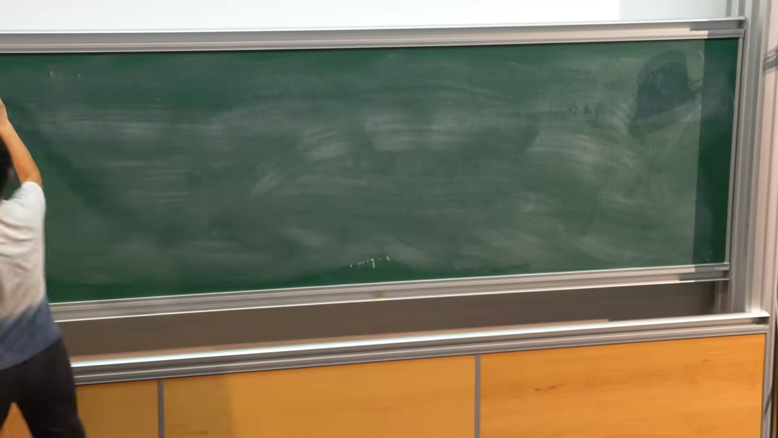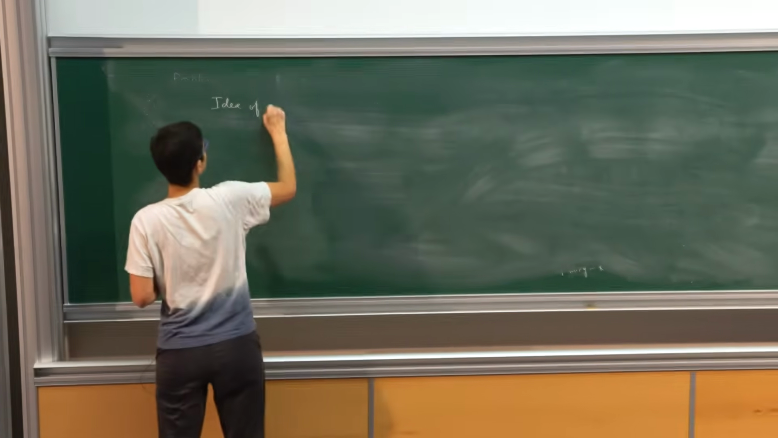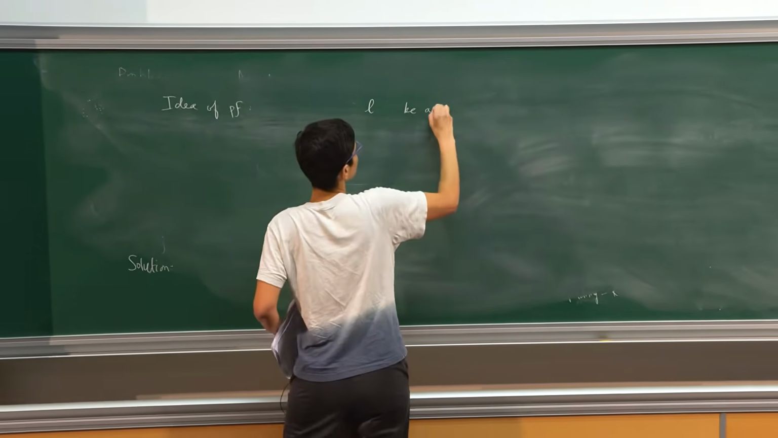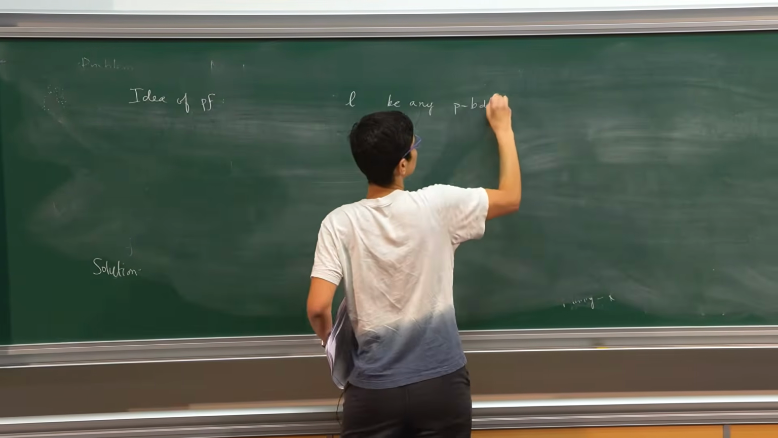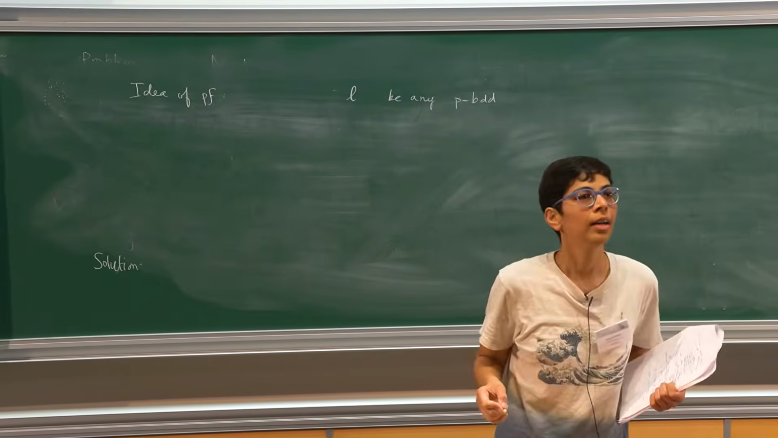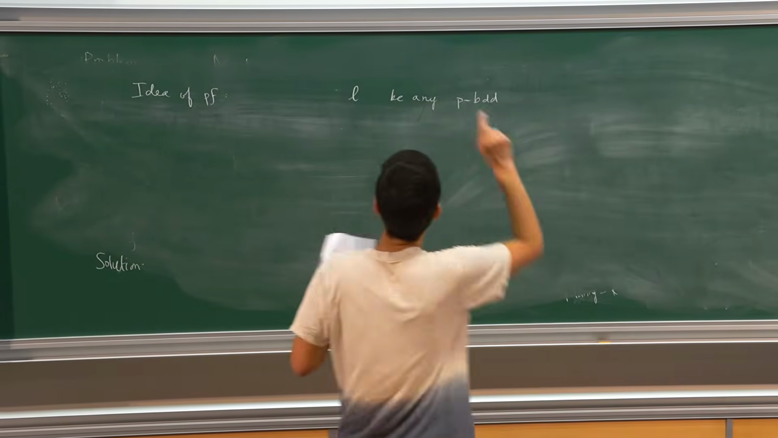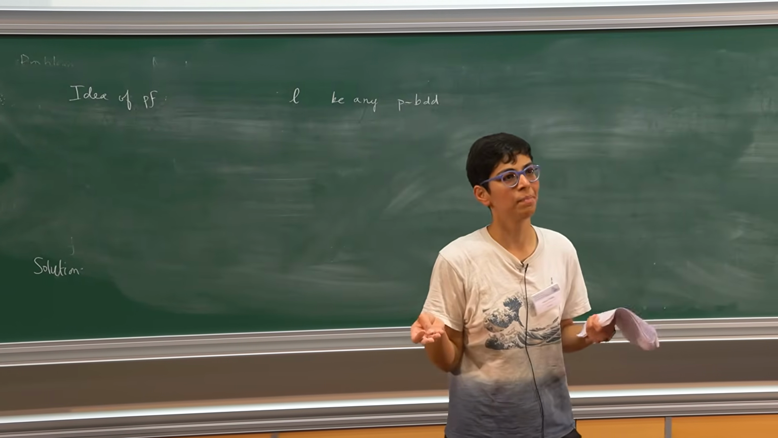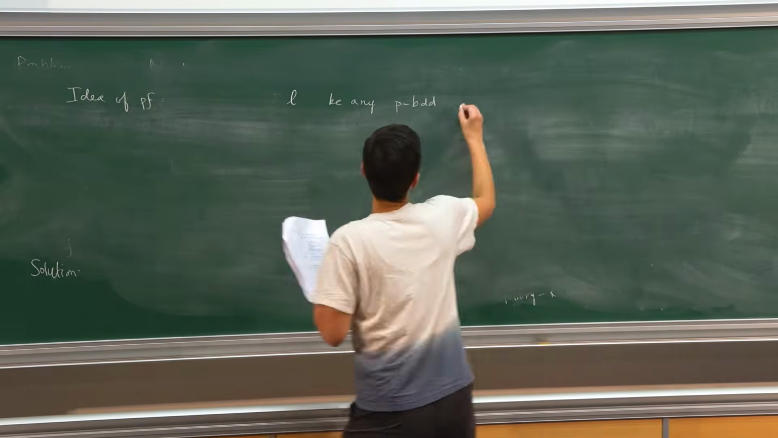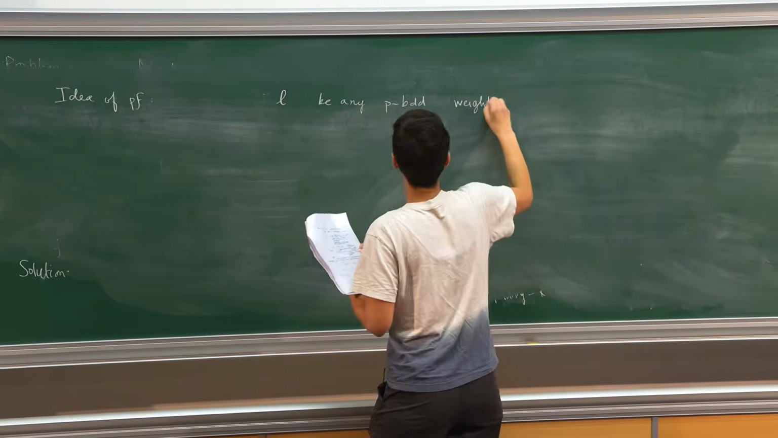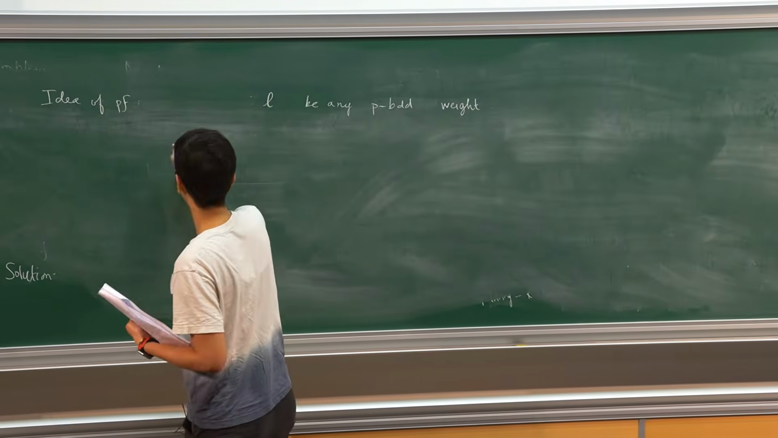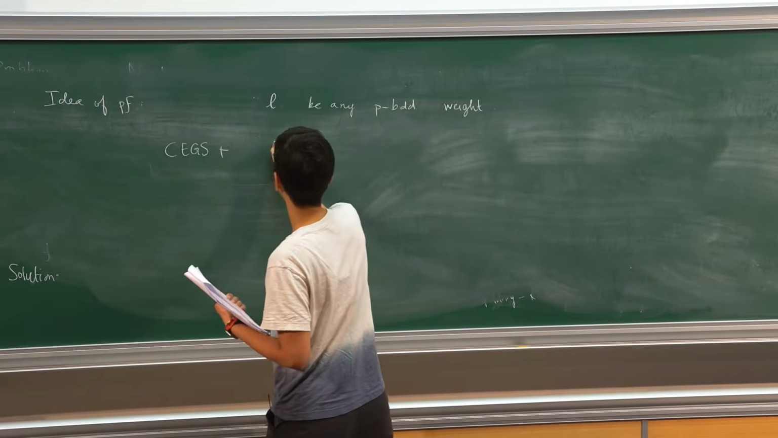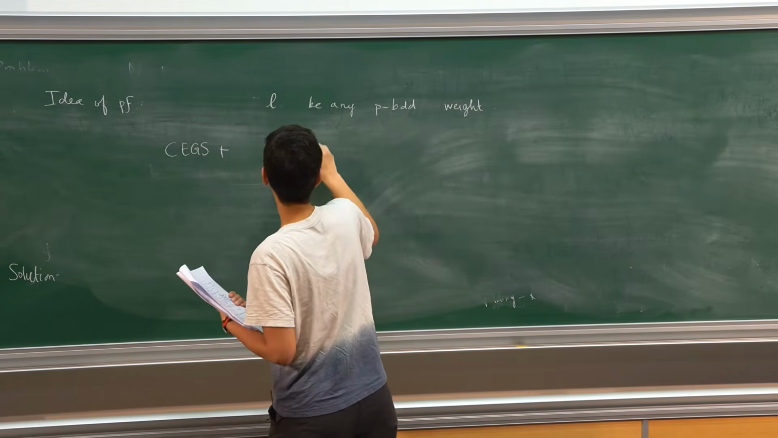OK, so the idea of proof of step 2 is that, so let L be any p bounded weight. Between 1 and p plus 1. So p plus 1 is certainly bigger than p, but the differences in Hodge-Tate weights are bounded by p. Yes, thank you. P bounded weight.